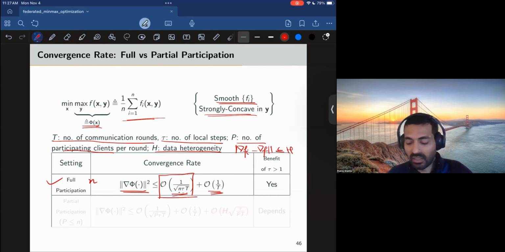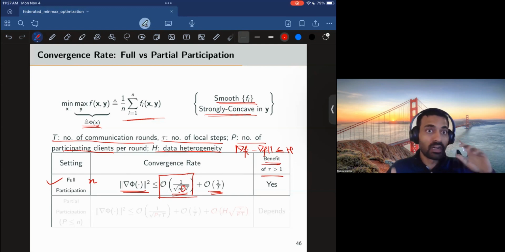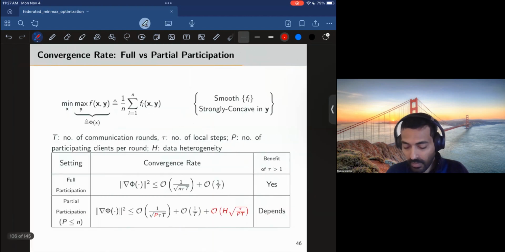And this is a good thing because you see there is tau in the denominator here. So we get the benefit of doing multiple local steps. Recall that one of the reasons for doing multiple local steps in federated learning was that it helps us save on communication. And this tau in the denominator essentially shows that we are indeed saving on communication. Okay, let's see what happens in the partial participation setting.